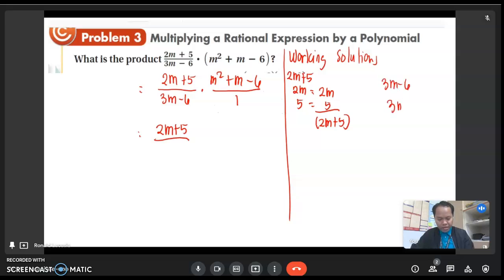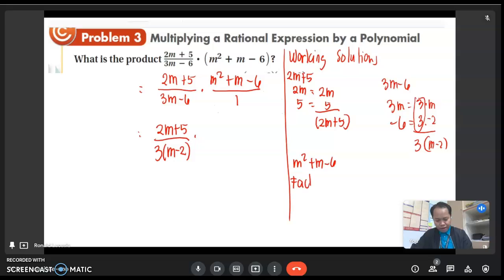So 3m is 3 times m. Negative 6, you have to factor negative 6 in such a way that one of the factors is 3. So that way, negative 6 is a factor of 3 and negative 2. The common factor is here, so that's 3, and then bring down the rest, which is m minus 2. So which means this is 3 times m minus 2.